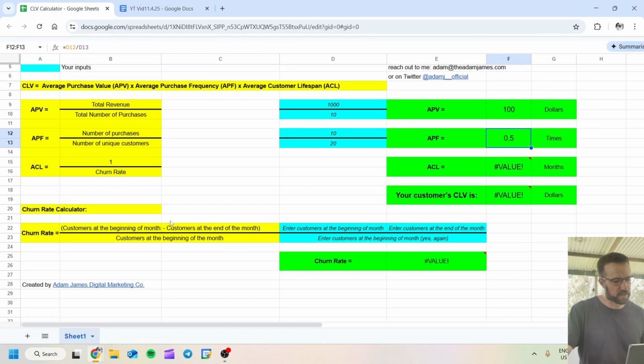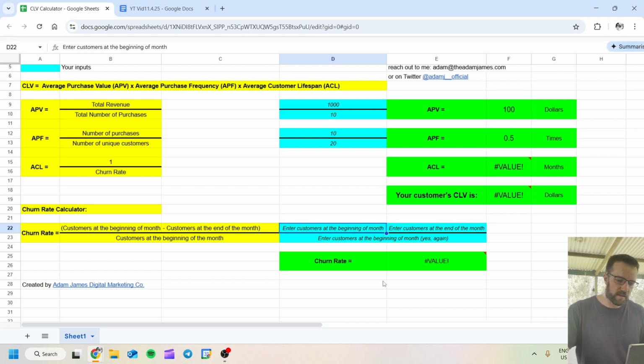To work out the churn rate, you take customers at the beginning of the month minus customers at the end of the month. This doesn't have to be a month. You can work this out over 12 months, depending on how many customers you've got. You just change it to, okay, this is going to be over a year instead of 1 month. So you can change that here and write the year. Then enter customers at the beginning of this period.